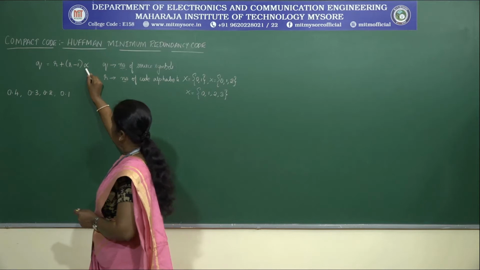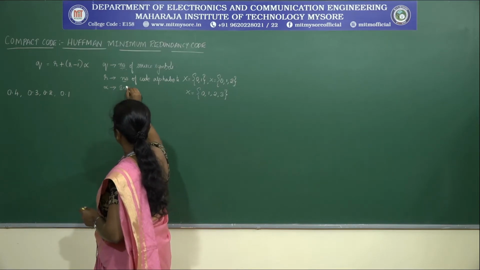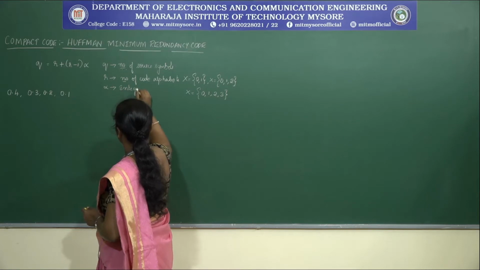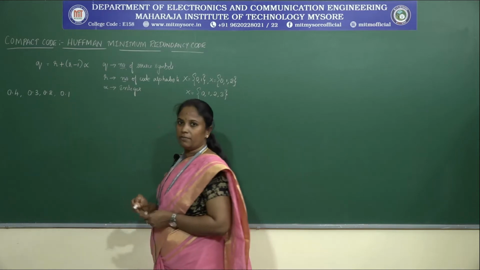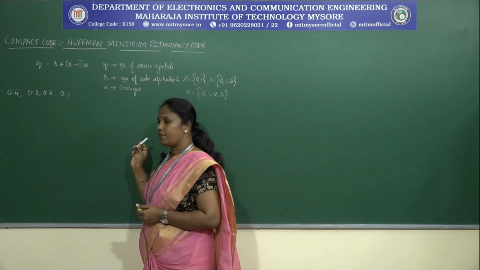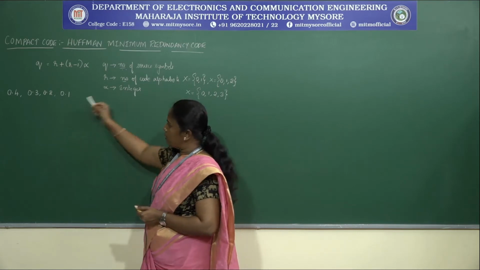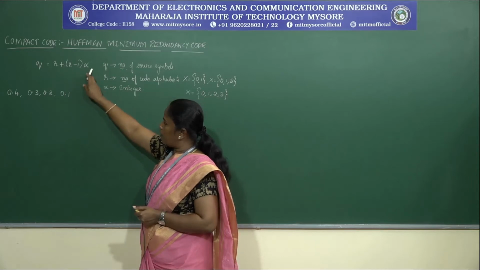Then what is this alpha? Alpha is an integer. That means it has to be a whole integer, as the name says, it should be an integer itself, not a fractional value. Now when we solve the problem, let us check how we are going to find this alpha value.